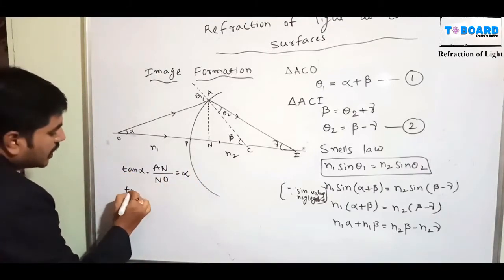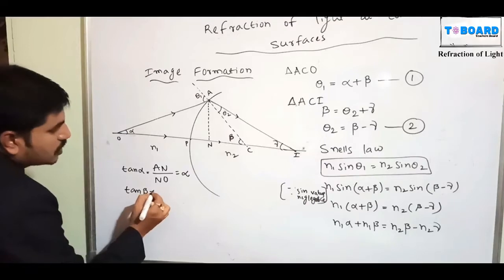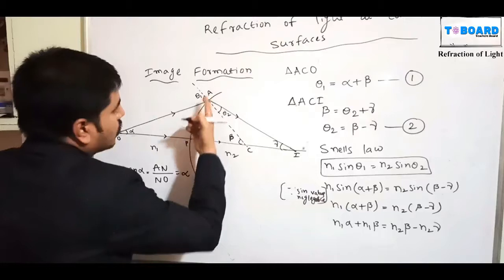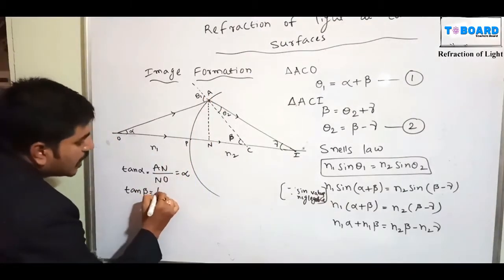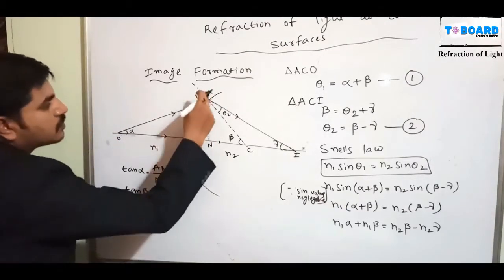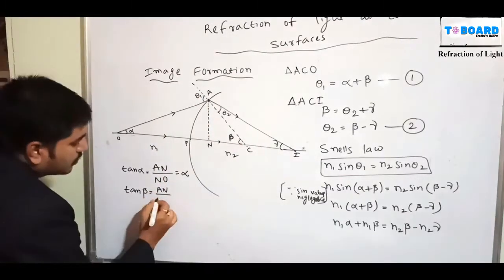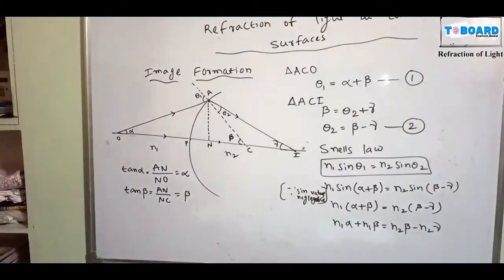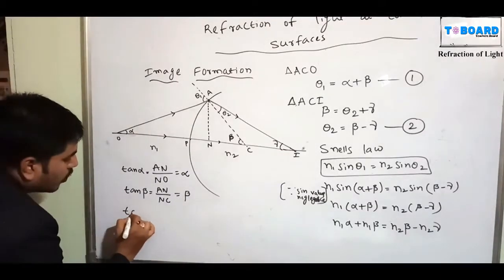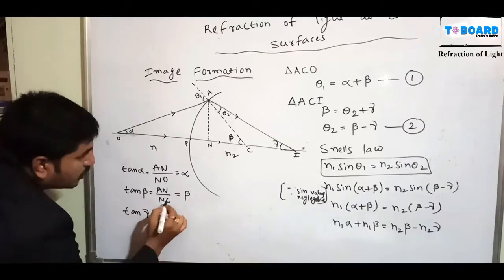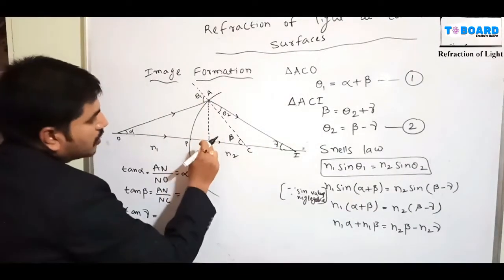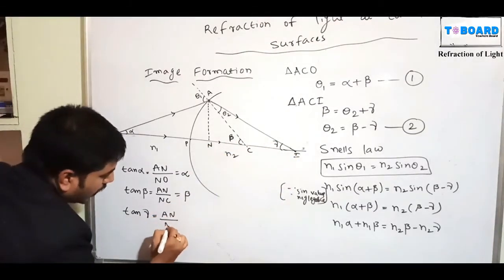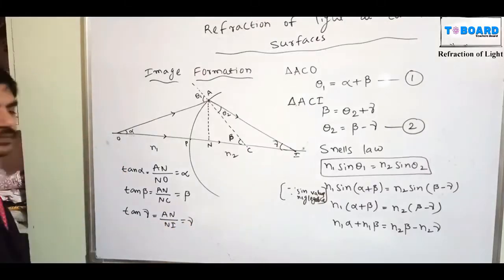And then tan beta is equal to the same as this. Beta again means opposite by adjacent. So what will it be? That is AN by NC, which is again beta. Now tan gamma I want. Then what will it be? Gamma means again AN by NI. So AN by NI is nothing but gamma.